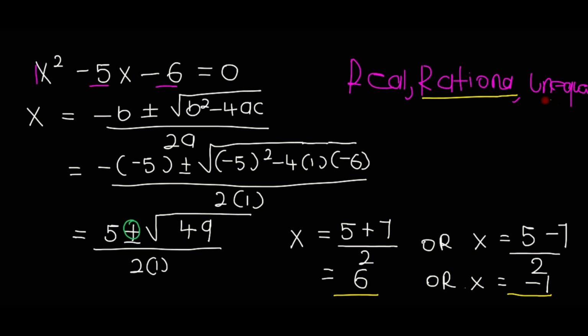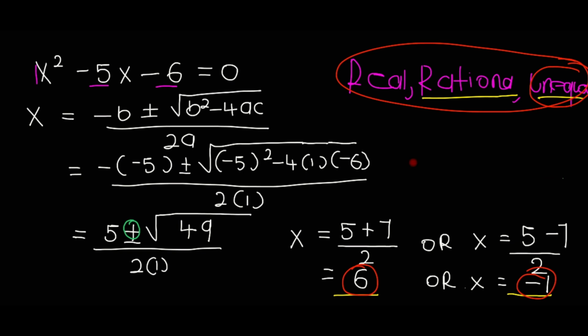And then lastly, unequal. The reason we are saying unequal is that our solutions are two different answers, x is 6, and then the other one is negative 1. So that is why we are saying it's unequal, because 6 is not equal to negative 1. So this is our conclusion.